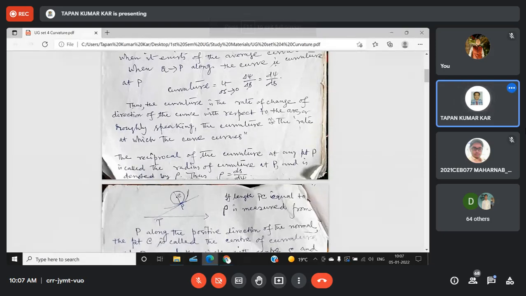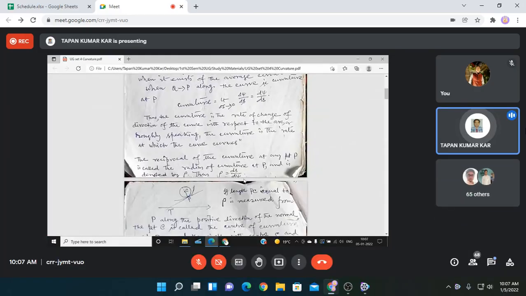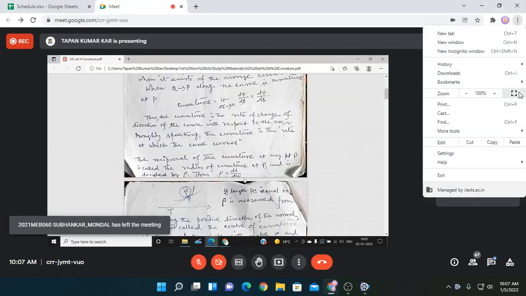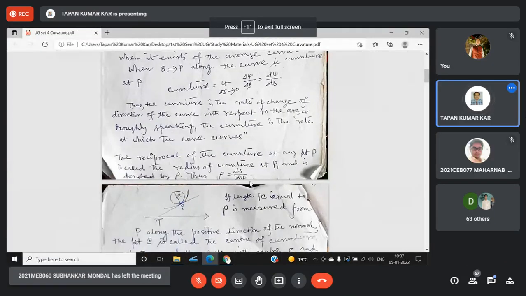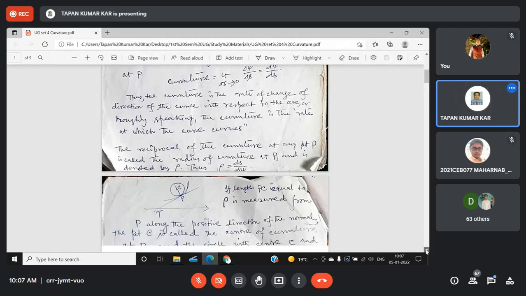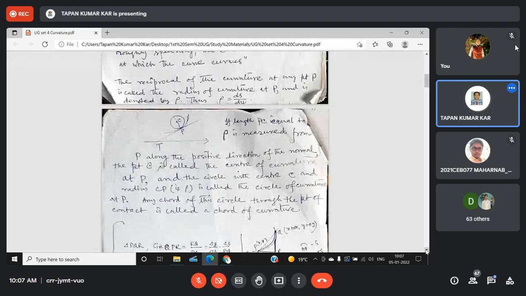ds, then radius of curvature rho is ds d psi. And we will also determine the formula to evaluate the radius of curvature for any Cartesian, polar or parametric curves. So curvature is d psi ds and radius of curvature is ds d psi, reciprocal of each other.